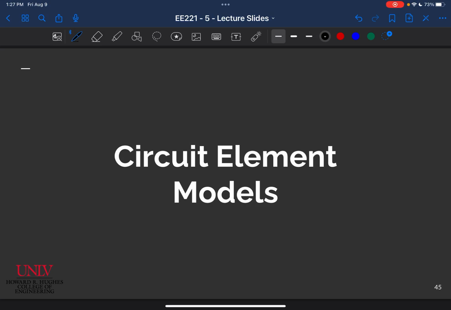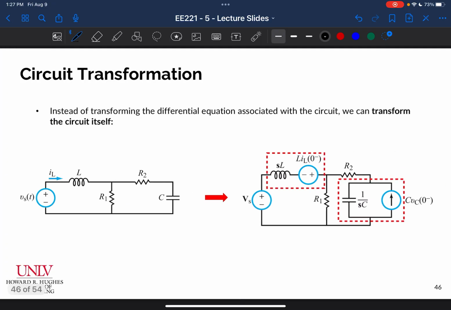All right, so let's talk about the circuit element models. This is the last section of this class. We're really getting close to the end here. You may have already noticed this, but basically what we've been doing up to this point is transforming the differential equation or equations associated with the circuit into an S-domain equation, which is algebraic.